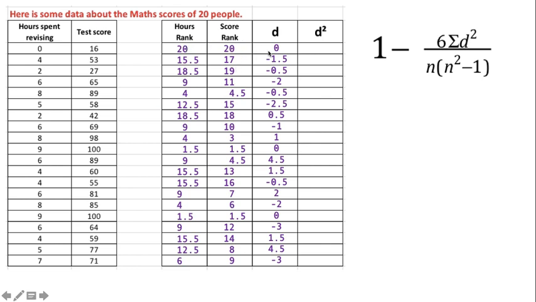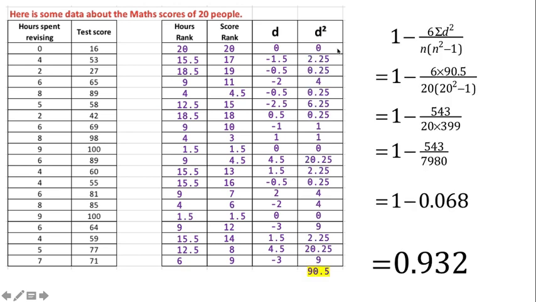So this is just a straightforward subtraction. 20 minus 20 is 0. 15.5 minus 17 is minus 1.5. 18.5 minus 19 is minus 0.5, and so on. Then we're taking those numbers and squaring them to get that. And then the total of those squares comes to 90.5.